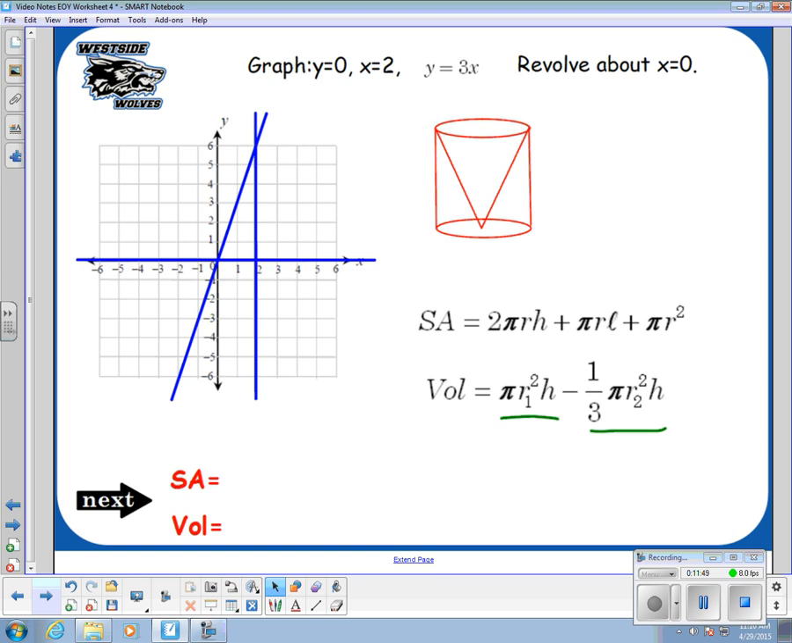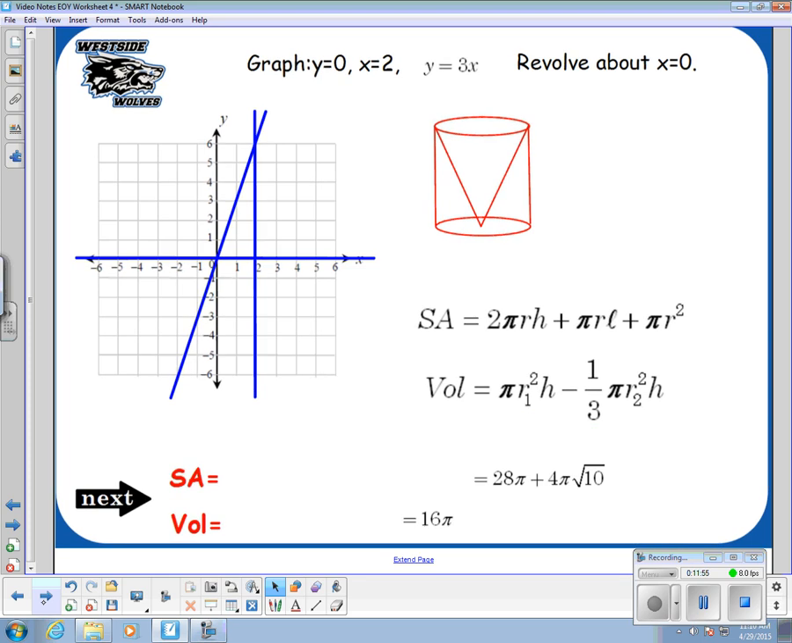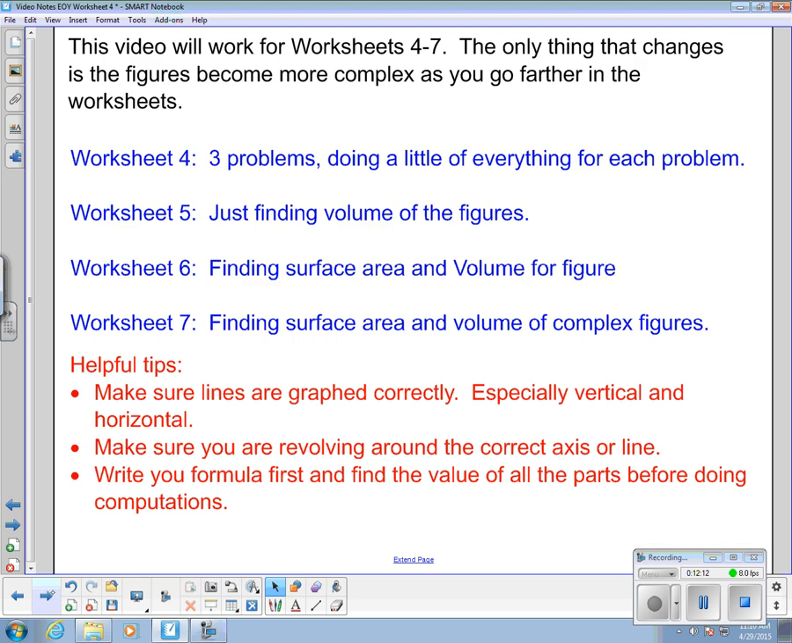All right. You're going to need to be able to show all the numbers and work plugged into that in order to get credit for your video notes. And so then here are the two answers that you should have. So 28 pi plus 4 pi square root of 10, and then 16 pi is the volume. Again, if you have problems with these in the video notes, bring them back to class and we can look at your work and see what numbers you got and where the problems are.